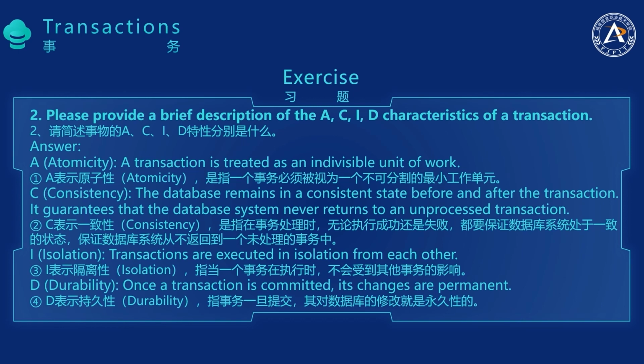2. Please provide a brief description of the A, C, I, D characteristics of a transaction. Answer: Atomicity. A transaction is treated as an indivisible unit of work. C. Consistency. The database remains in a consistent state before and after the transaction. It guarantees that the database system never returns to an unprocessed transaction. I. Isolation. Transactions are executed in isolation from each other. D. Durability. Once a transaction is committed, its changes are permanent.